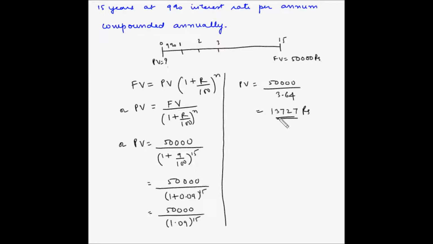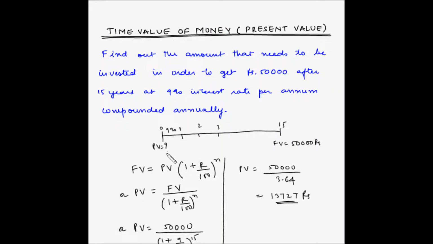So basically, if we invest 13,727 rupees today at 9% interest compounded annually, then at the end of 15 years, the investment will grow to an amount of 50,000 rupees.